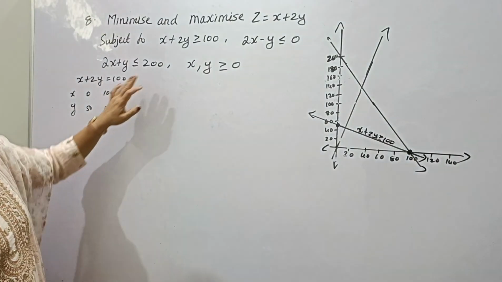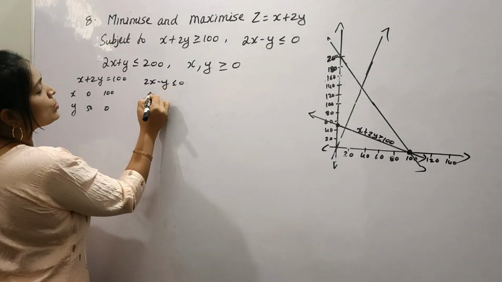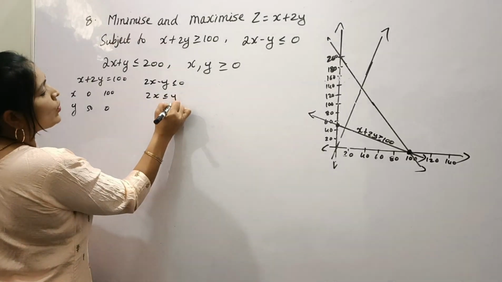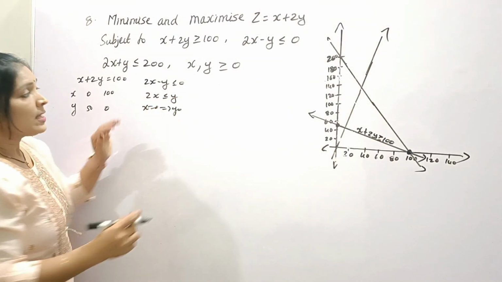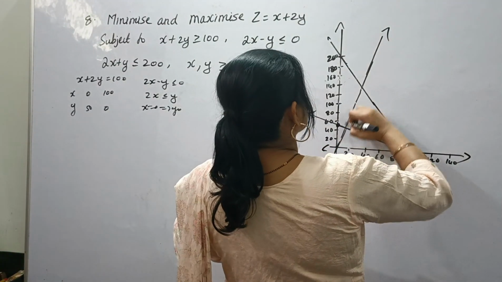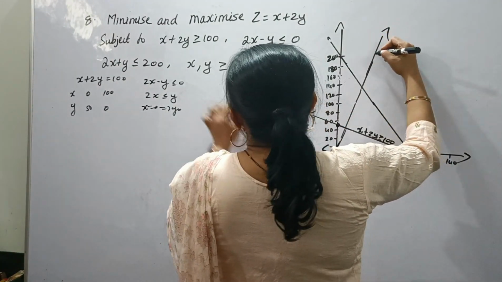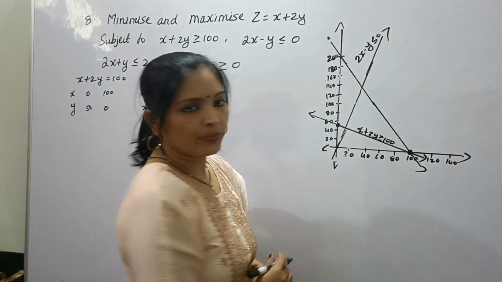Then next is 2x minus y less than or equal to 0, which means 2x less than or equal to y. When x equals 0, y equals 0. That is, this line is passing through the origin. So here the constraint is 2x minus y less than or equal to 0.